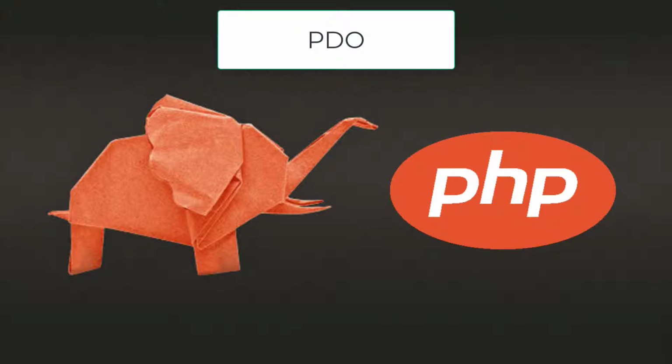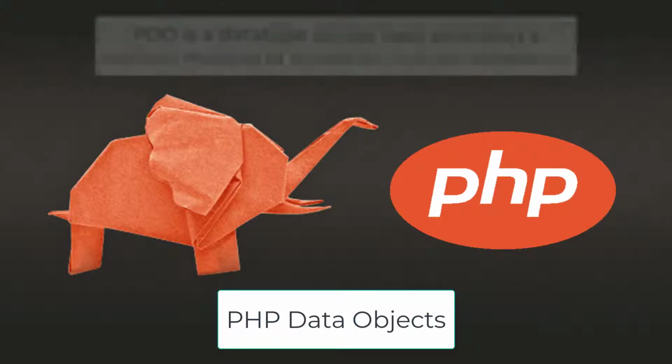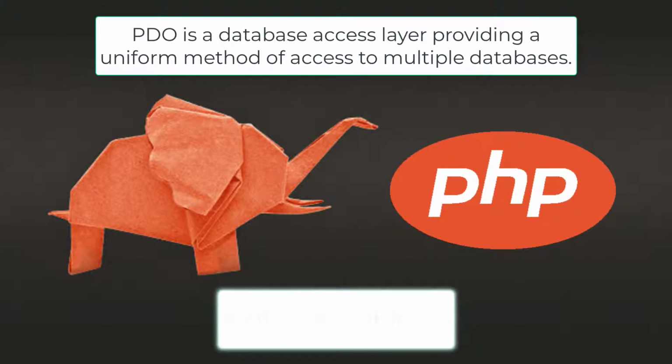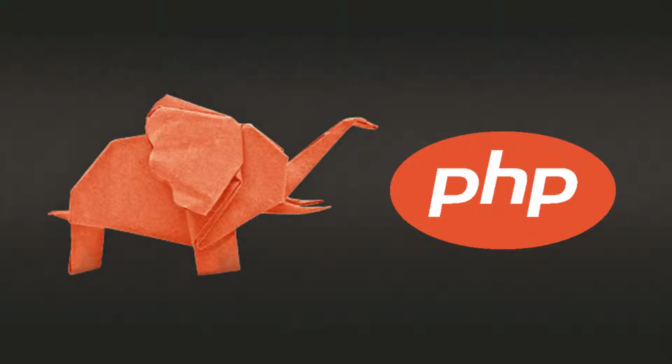PDO stands for PHP Data Objects. PDO is a lean, consistent way to access databases. This means developers can write portable code much easier. PDO is a database access layer providing a uniform method of access to multiple databases. It doesn't account for database-specific syntax, but can allow for the process of switching databases and platforms to be fairly painless, simply by switching the connection string in many instances.